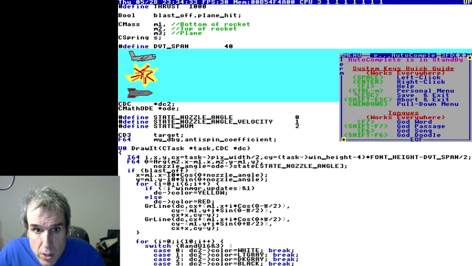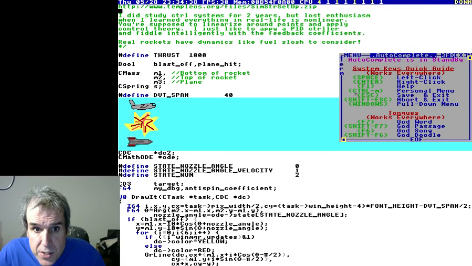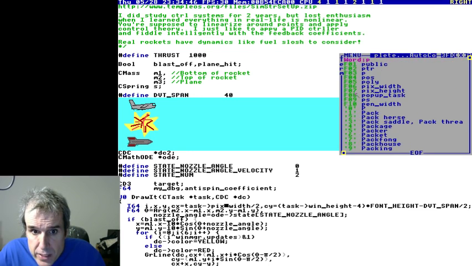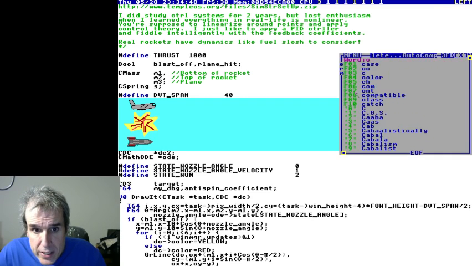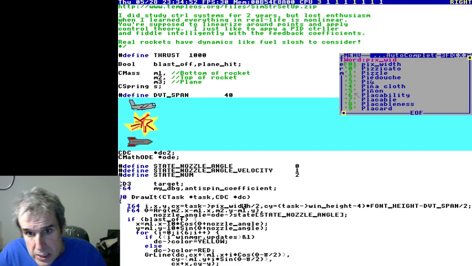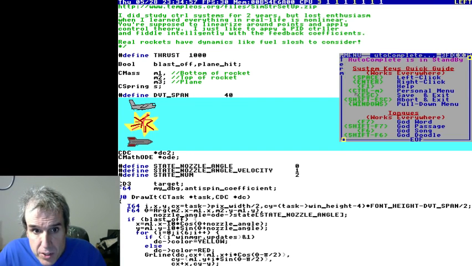Anti-spin coefficient. Why don't we, where's that CX, CY? Oh, that's the center X, center Y. You can make it track the center, okay. Oh, when we're drawing the sprites, we're doing them relative to the center of the screen. Okay, one time I made it track when it went off the screen.